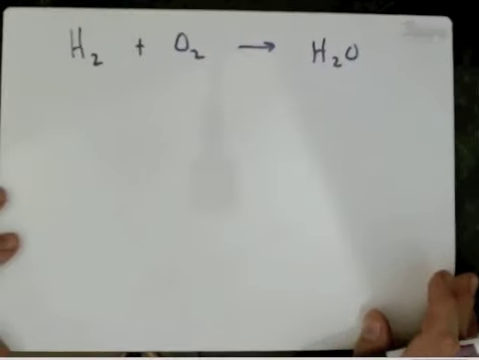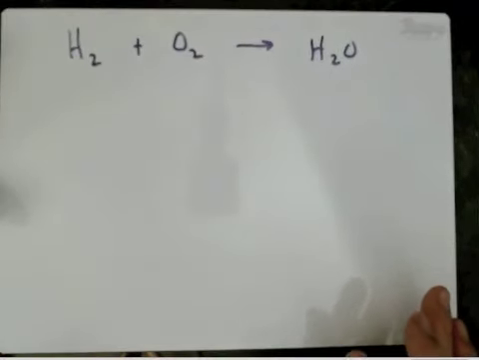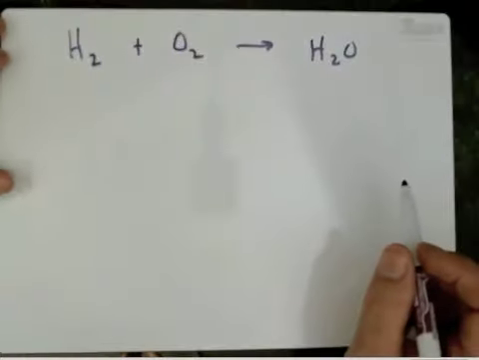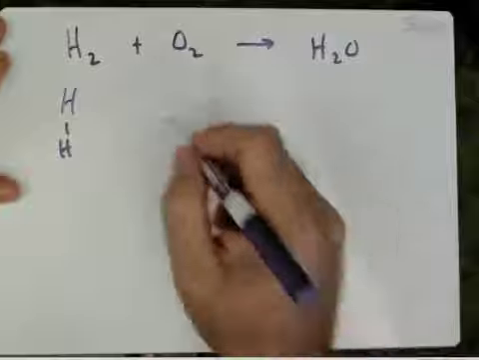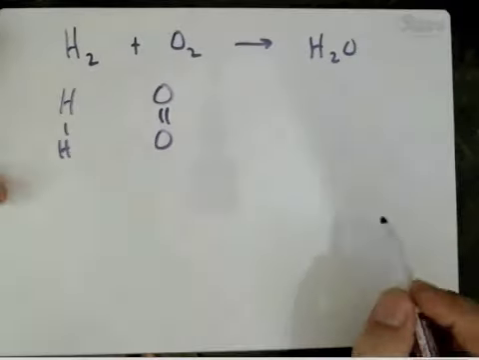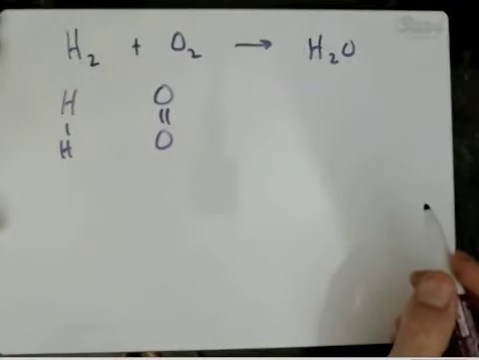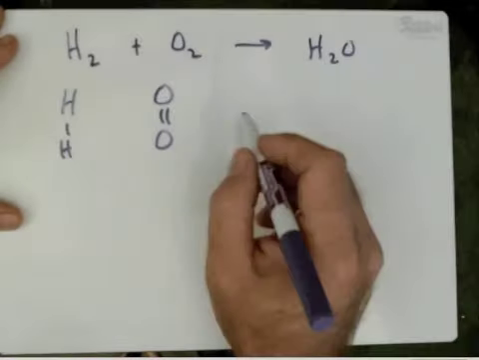Here's one we saw in class today. Hydrogen plus oxygen makes water. So what you have here is a hydrogen molecule and an oxygen molecule, and it doesn't matter right now how I knew that there was a double bond or 2 sticks for the oxygen, and we're supposed to end up with a water molecule.